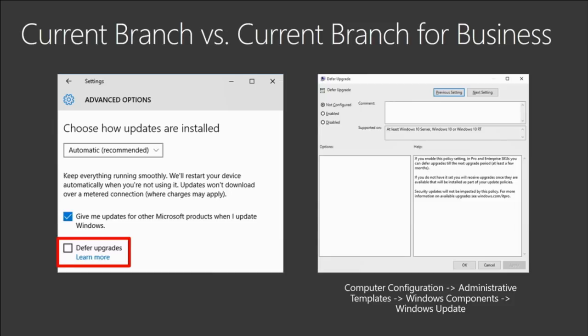Something that's probably a little bit new for some of you here is knowing the difference between Current Branch and Current Branch for Business. Who's familiar with that? Hands up. Oh, good, most people, but about 25% in the room not so familiar with that. Yeah, Windows 10, it's all new. It's Windows as a service these days. So Windows 10 is not just a product you're going to install once and then walk away and it's good for 4 years. No, it's going to need to be refreshed from time to time.